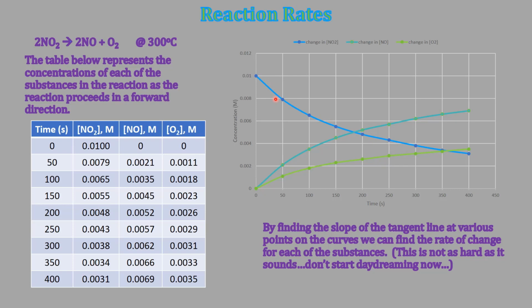If we were to find the slope of the tangent line, we could find an instantaneous rate at any point during this reaction for that substance. That's really not as hard as it sounds, so don't give up on me yet. It's fairly easy. One thing I want you to notice is that nitrogen monoxide here is increasing twice as fast as oxygen is, and that really is because of its mole to mole ratio. 2 moles of this have to get produced for every 1 mole of this that's produced. So we would expect to see this increase faster than this.